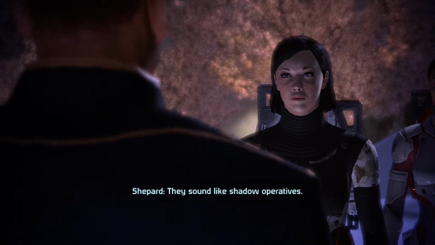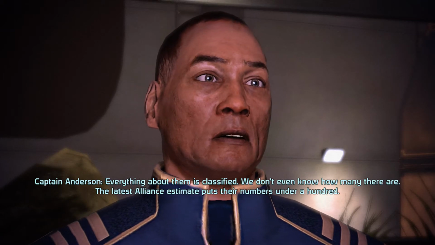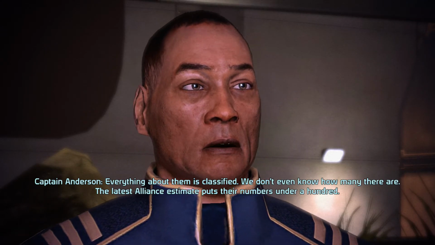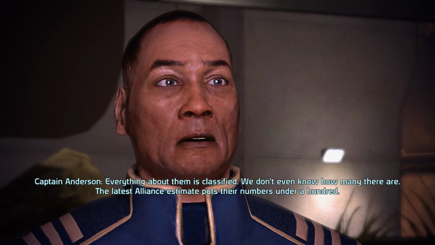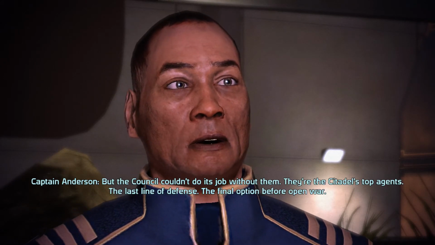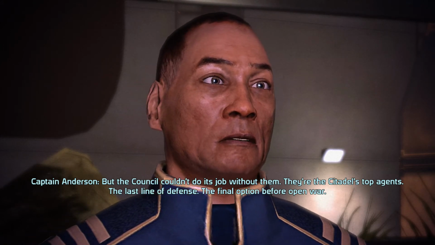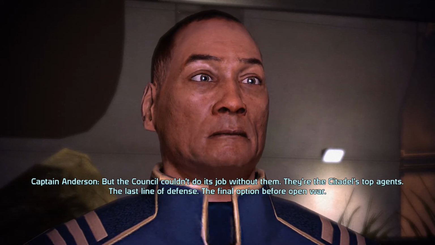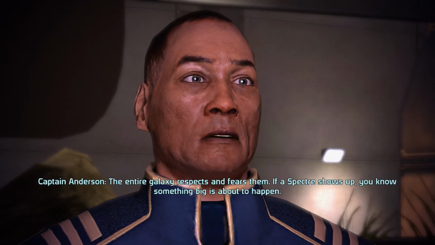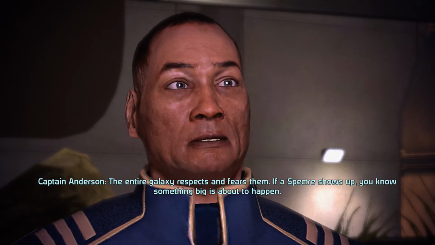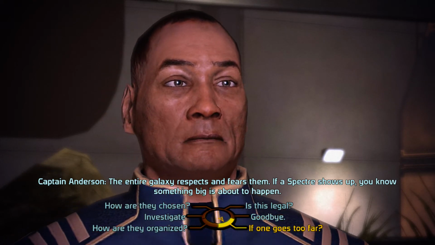They sound like shadow operatives. Everything about them is classified. We don't even know how many there are. The latest Alliance estimate puts their numbers under 100. But the Council couldn't do its job without them. They're the Citadel's top agents, the last line of defense, the final option before open war. The entire galaxy respects and fears them. If a Spectre shows up, you know something big is about to happen.